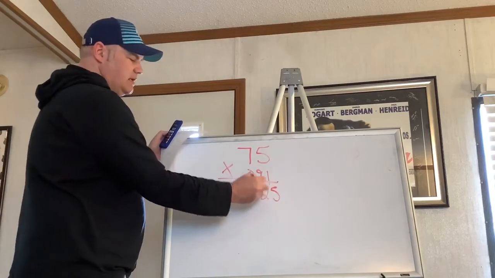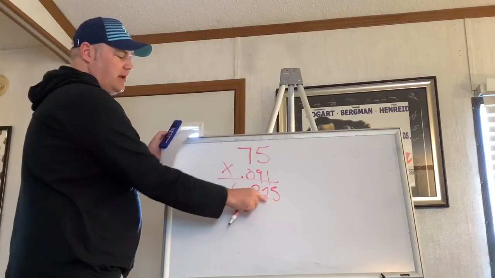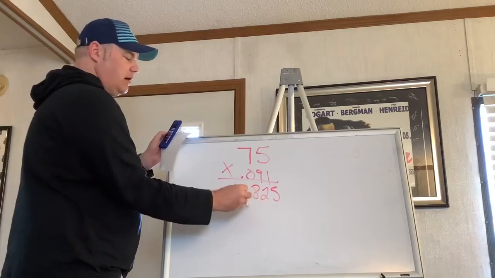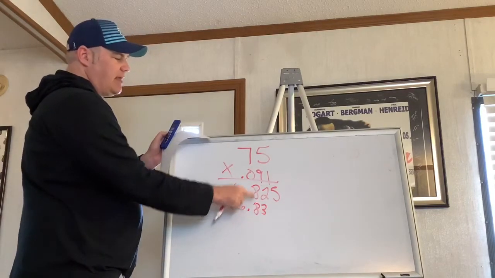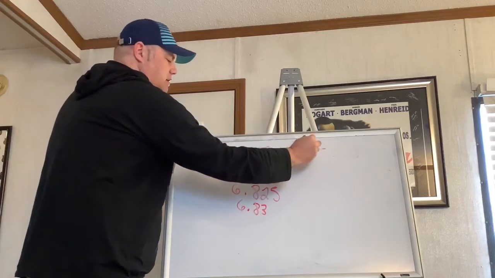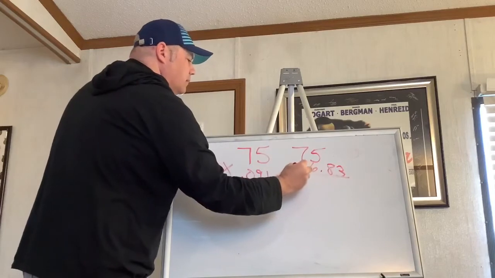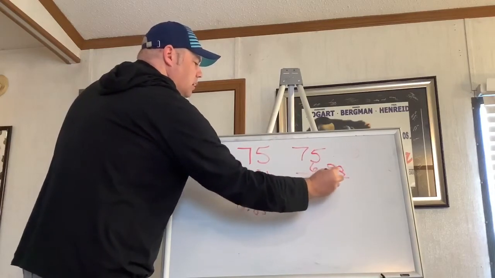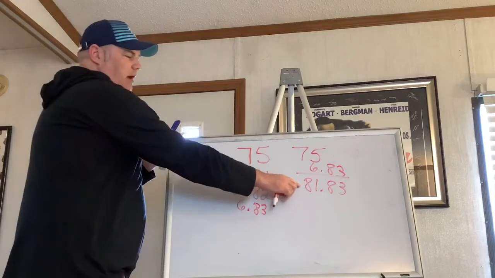Well, our money ends right here, the pennies. So this is actually going to go up a penny because that rounds up. 5 or higher makes this go higher. So it's 6.83 for sales tax. You need to add that to your original $75. So we got 81.83. That's our new total after sales tax.